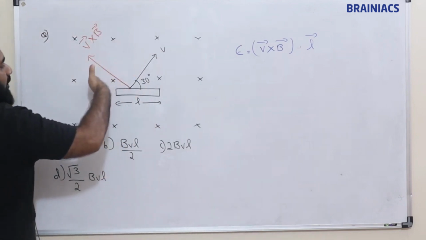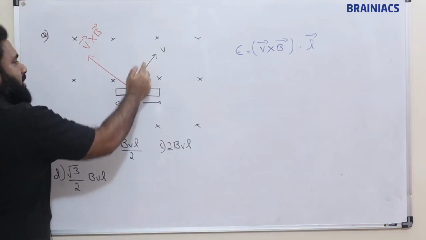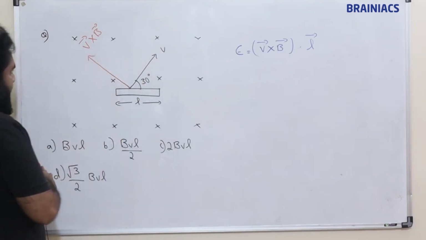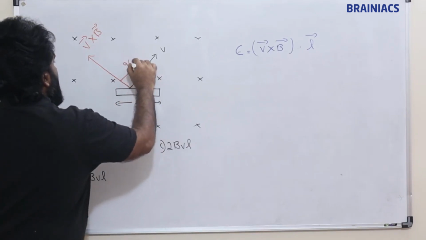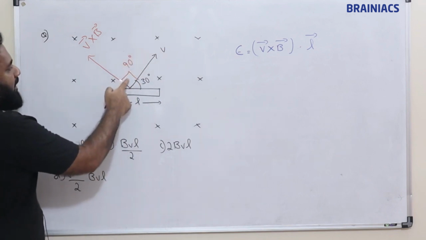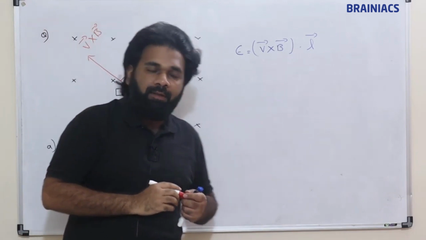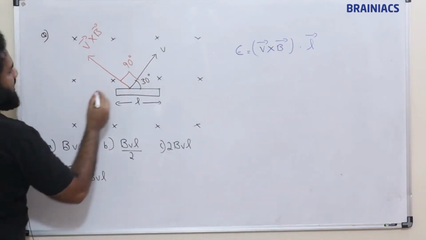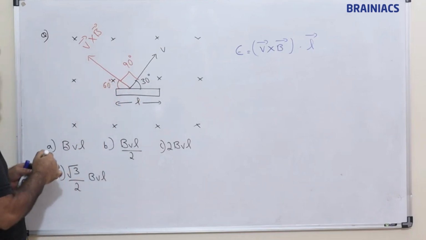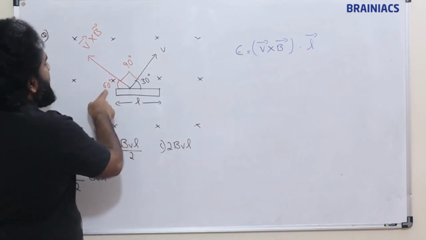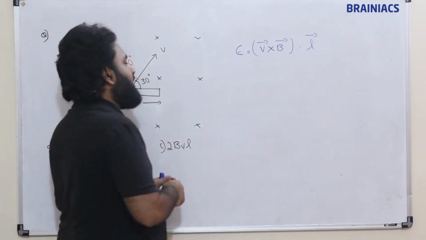So anyway, the magnetic field vector is into the plane of the board. So this is 90 degree, fine. This is V, so this is again 90 degree. So I can mark here, this is 90 degree. So 90 degree plus 30 degree is 120 degree. So obviously this angle is going to be 60 degree. Now this 60 degree is the angle between the L vector and the V cross B vector.